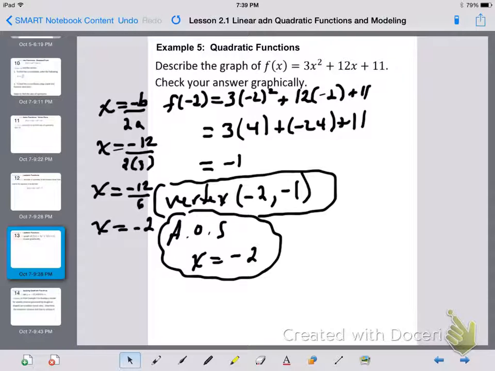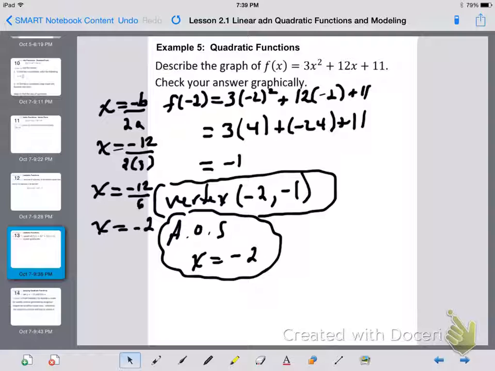Okay, example 5. For the sake of time, I completed all the work here, finding what the vertex was and the axis of symmetry. I followed the same steps as in the previous example. If you want to work through this example, check that you get a vertex of negative 2, negative 1, and an axis of symmetry of x equaling negative 2.